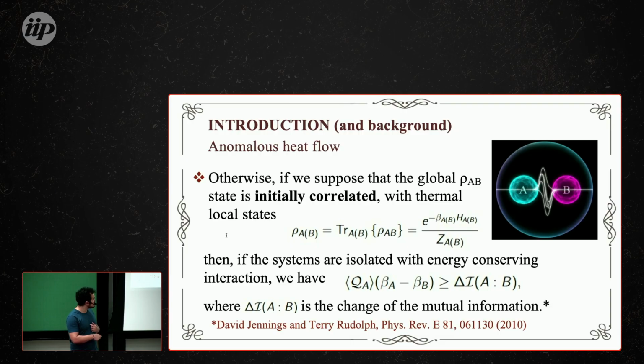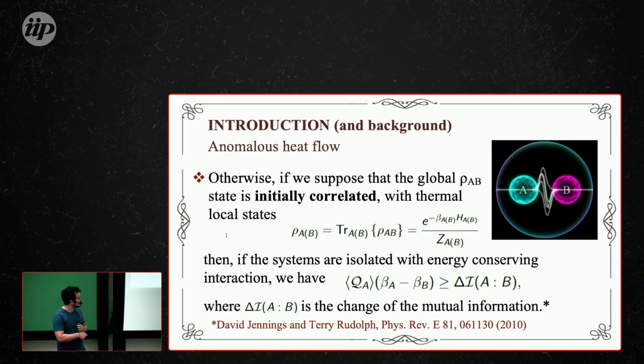Then we can show that, and this paper has a nice proof of that, that we have an inequality, a slight correction to the Clausius inequality. That is, the change of the mutual information now makes the bound not zero anymore. The bound of the heat times the difference of the inverse temperatures.